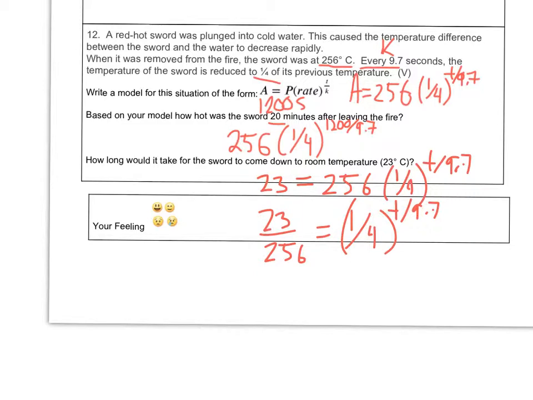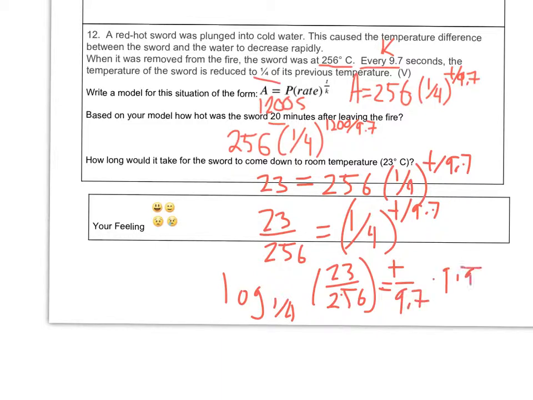I have no way to deal with this except to convert this into log. It's going to be log base 1/4 of 23 over 256. And that's going to be equal to t over 9.7. We're going to multiply both sides by 9.7. And that's our final answer. 9.7 log base 1/4 of 23 over 256.